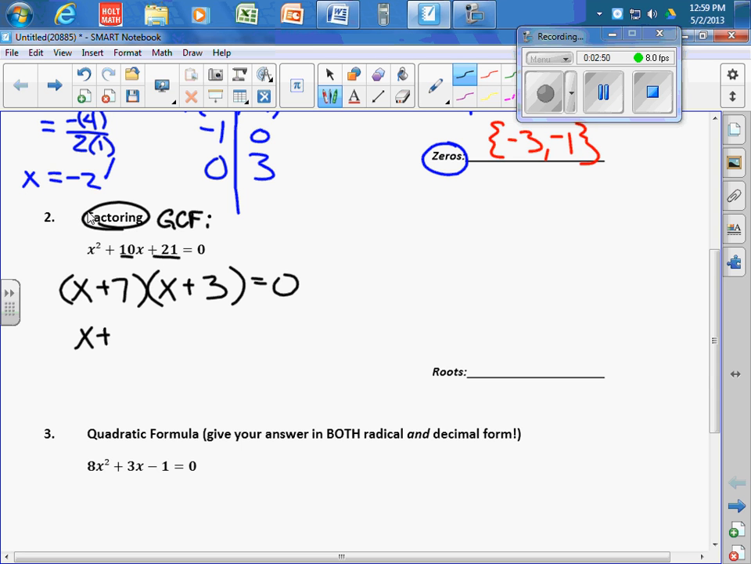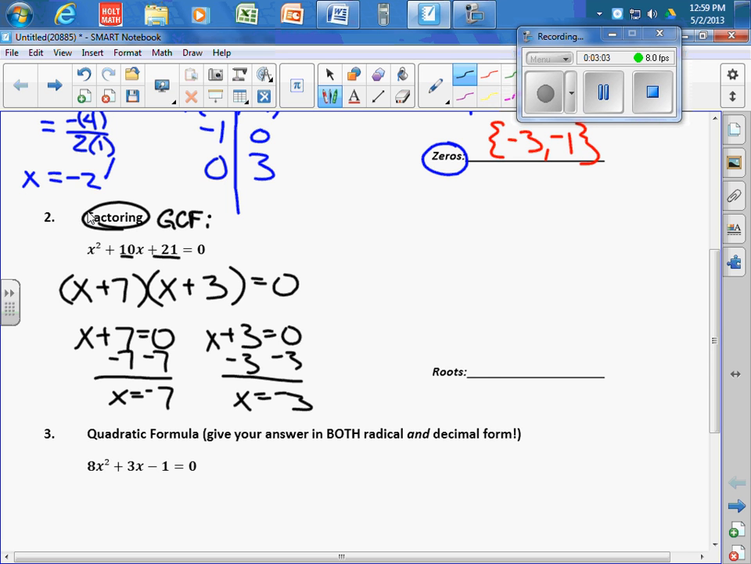Set each of these equal to 0. When you solve for x here, you get negative 7. When you solve for x here, you get negative 3. So the roots are negative 7 and negative 3. Remember, the roots, zeros, and x-intercept solutions all mean the same thing, and that's where this thing would be touching the x-axis.